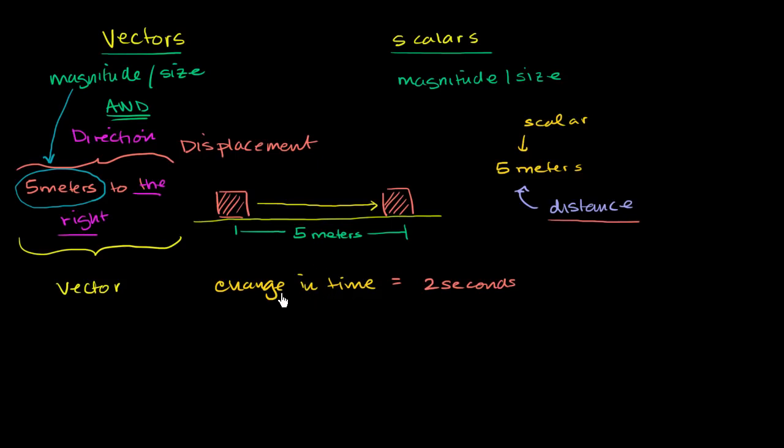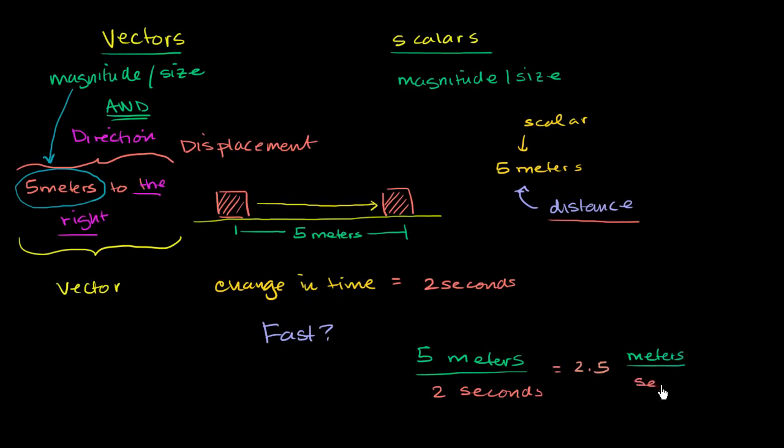So what's a measure of how fast this thing moved? We could say it moved 5 meters in 2 seconds. Let me write this down. It moved 5 meters per 2 seconds. Or we could write this as 5 halves of a meter per second. 5 divided by 2 is 2.5 meters per second.